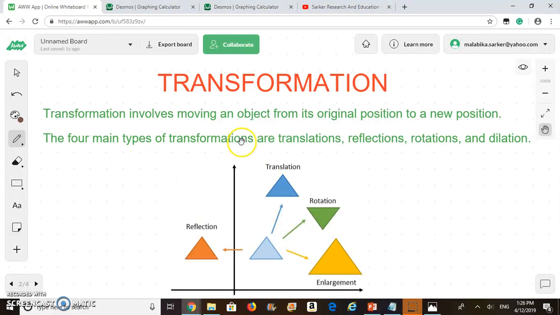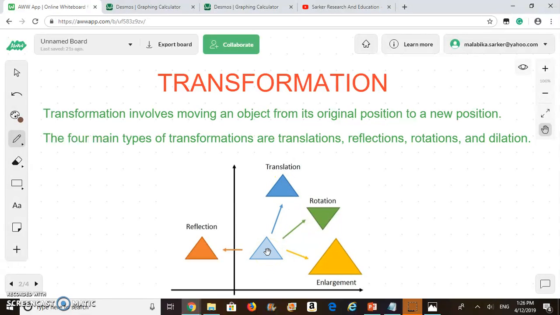The four main types of transformations are translations, reflections, rotations, and dilation. So this is the original position of the object. Now I am giving some new position by moving it. This moving can be a translation, that means it is just a sliding. So this is the new position.